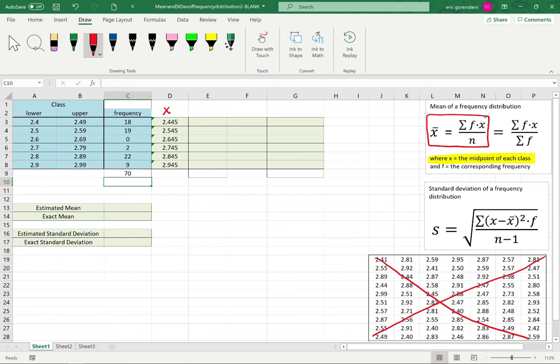So what that formula is telling us we have to do is, one, multiply each x by its corresponding frequency, by its corresponding f. Okay, so that's column C is the frequency and column D is the x value. All right, so we'll put that in column E. So let's make this f times x. And then we're going to have to add them up.